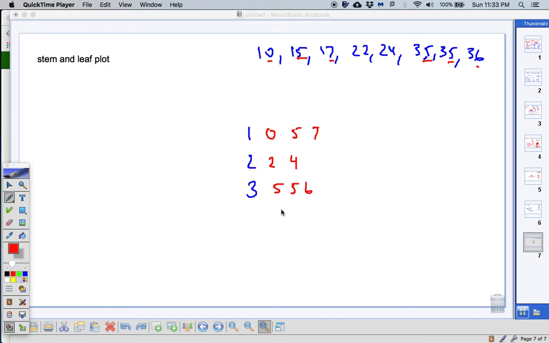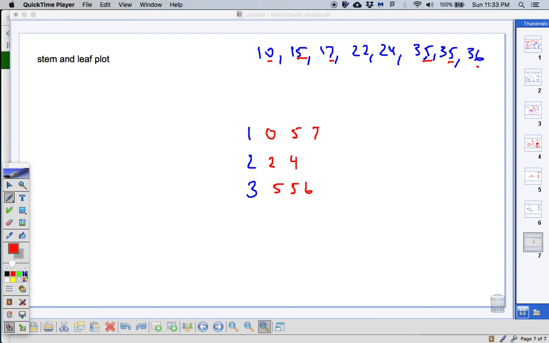So each number needs to be represented. This is called a stem and leaf plot, and what it's telling you is this is what your numbers are: 10, 15, 17, 22, 24, 35, 35, and 36. And that's the numbers we started with. So it's really important that you can read this.